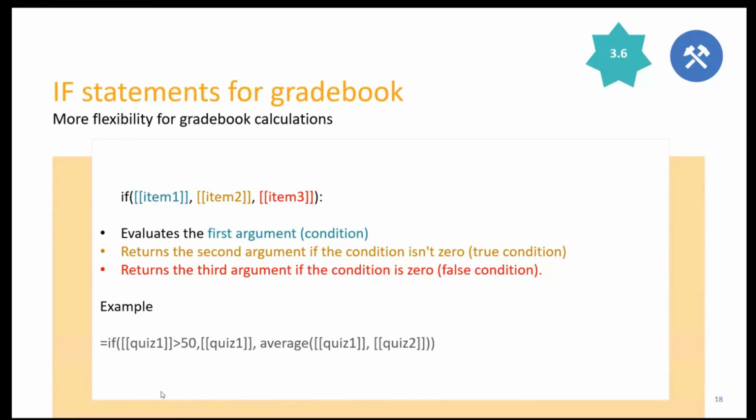So here in the example, we see if a user approves the quiz one with more than 50 points, then the final grade of the course will be quiz one. But if not, then the final grade of the course will be the average of quiz one and quiz two. It is just a quick example of the flexibility that you can gain from these sort of statements, and is now available in the OpenLMS release.